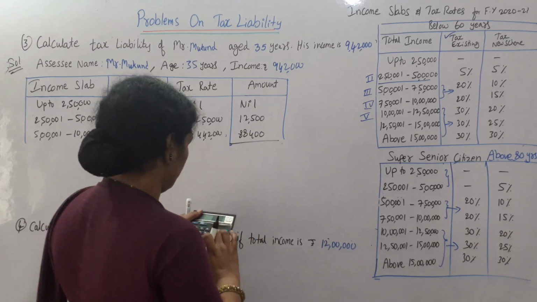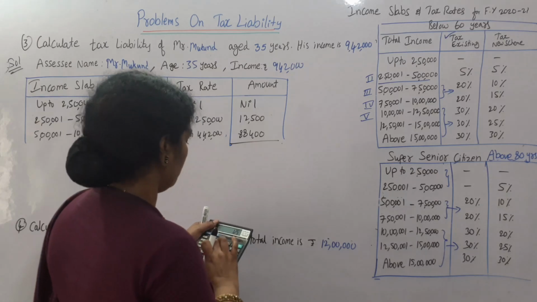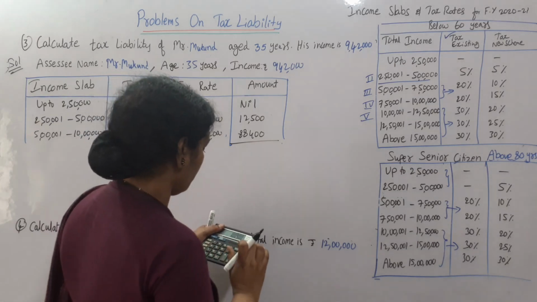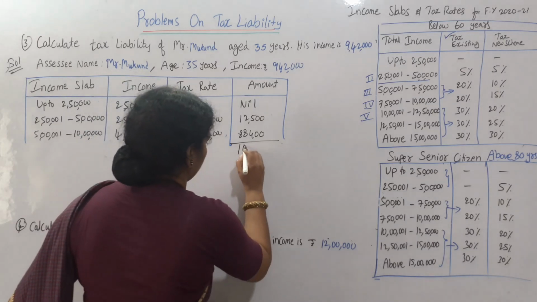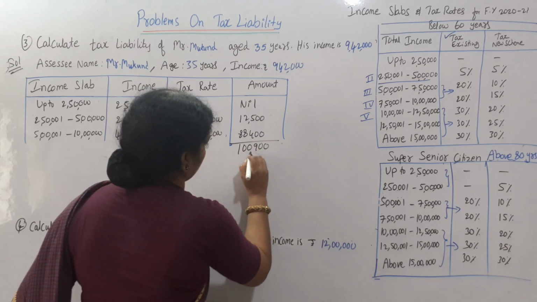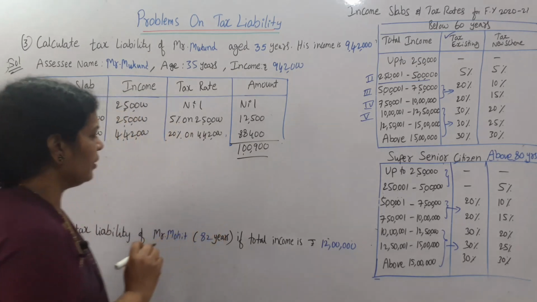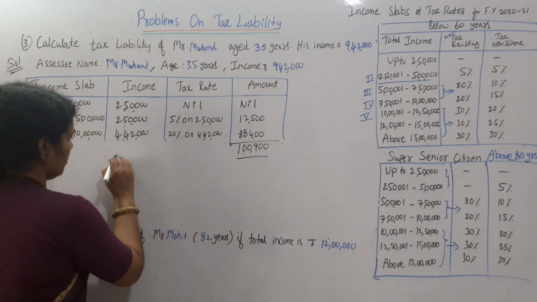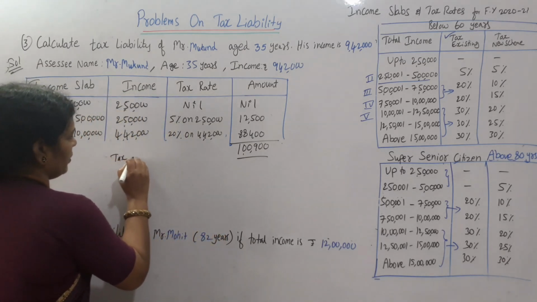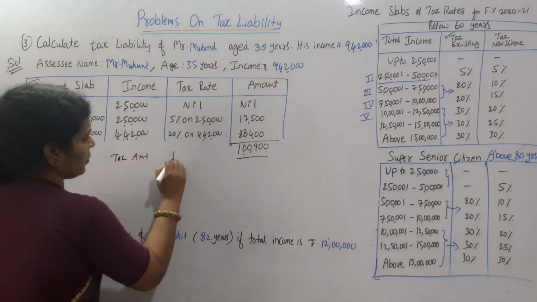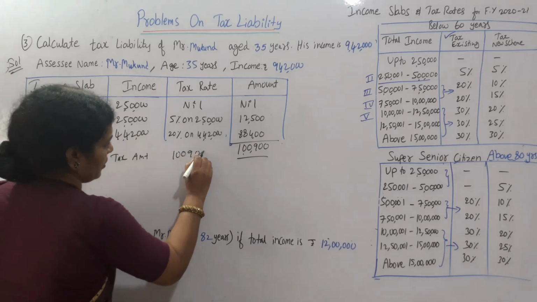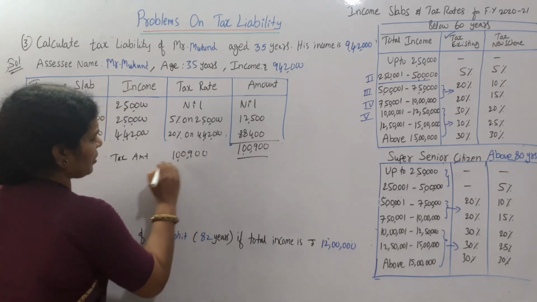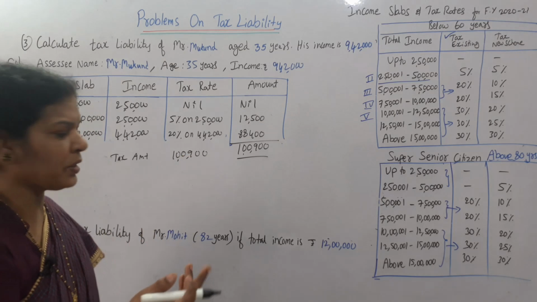So if we do the total, we get 1,09,000. So the tax amount is 1,09,000. Rebate is not there, so if you want, we can write it or we can skip it.